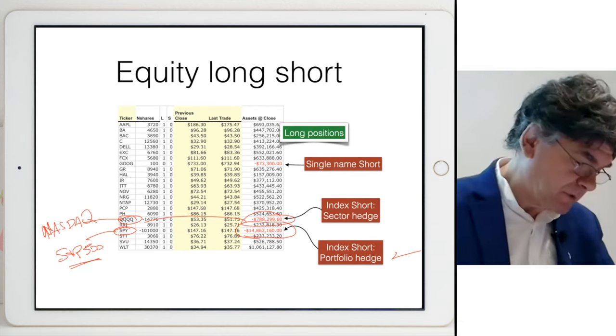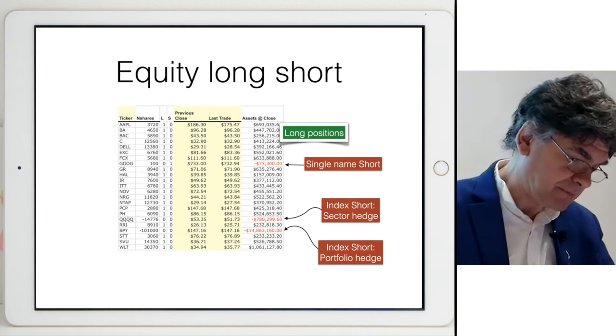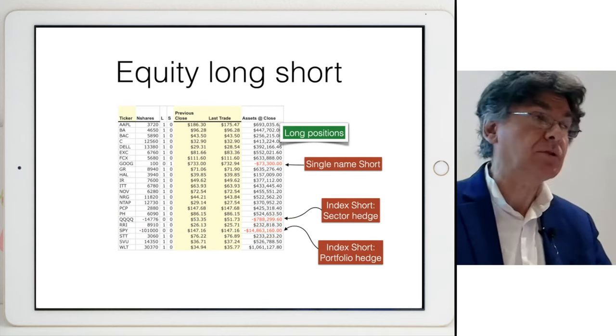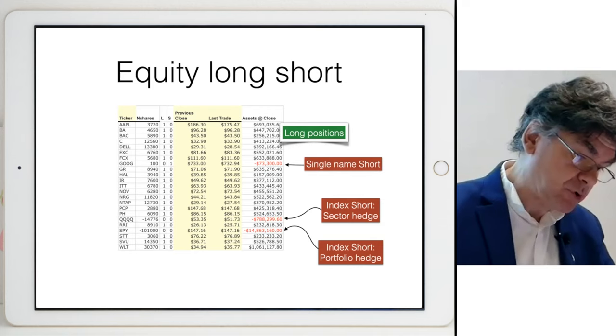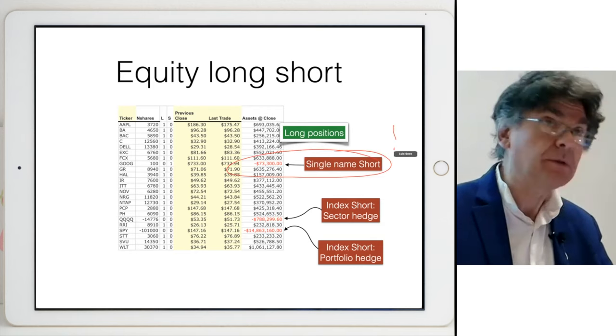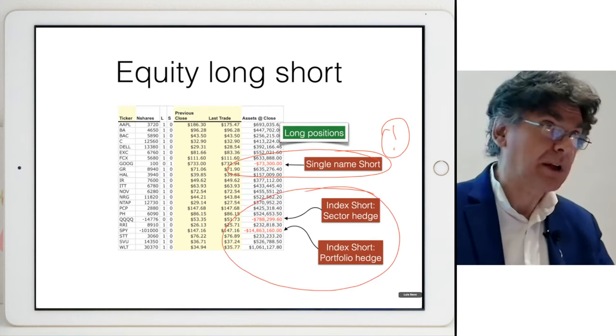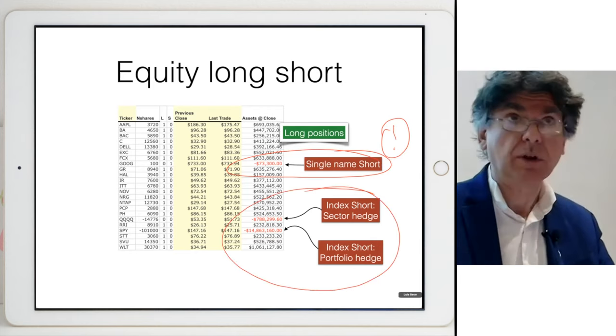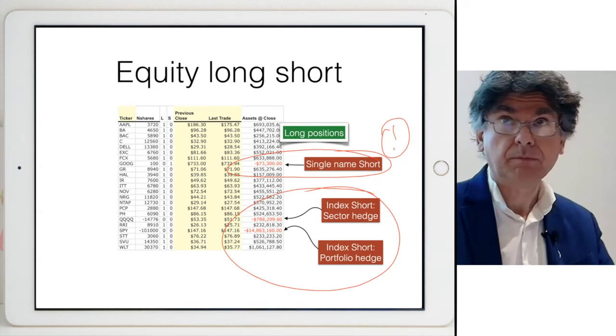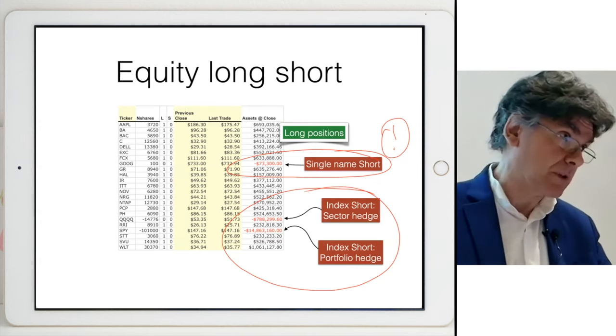So in this portfolio, we have three types of shorts. We have a single name short, and here you have to be careful. And these are broad market shorts. Those are okay. You can do that. You're not exposed to that risk.